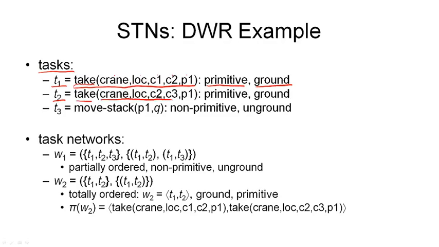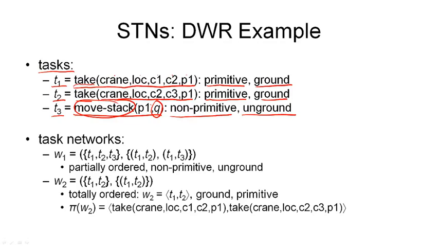crane at the same location, container 2 from container 3 in pile 1. And again, this task is primitive because we still have an operator with the same name, take, and it is ground because all the arguments are constants and not variables. And then we are given a third task here, T3, which is move stack P1 Q. And this task, of course, is non-primitive. It is non-primitive because move stack is not the name of an operator we've defined in the DocWorker robot domain, and is unground because Q here is a variable. We're not specifying the stack to which we're trying to move our containers.